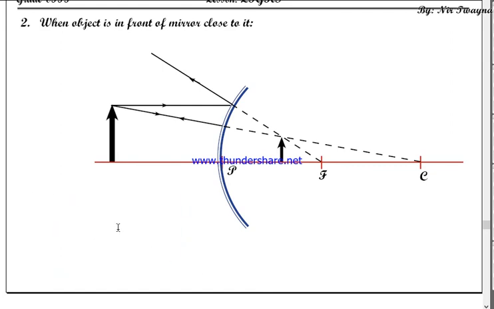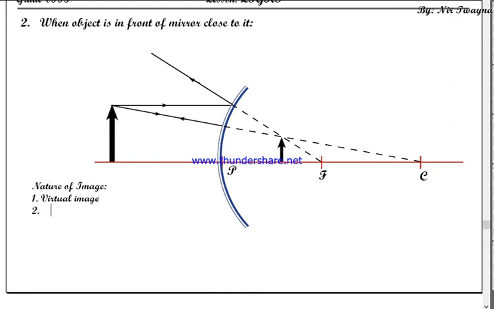Okay, now you need to give nature of image. In case number 1 we forgot to give nature of image. Yes, okay, we'll do that, don't worry. Is this image real or virtual? Definitely it is virtual, because the image is formed by intersection of backtracing lines. The image is formed by imaginary lines.